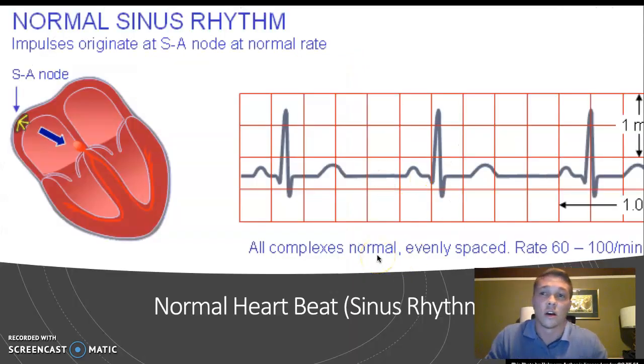So here you'll see a normal heart. As I explained before, there is the SA node giving electrical conductions throughout the heart from the atria down to the AV node to the ventricles. On the right here, we'll see a normal EKG reading. We have the P wave that shows the depolarization of the atria. Then you have the QRS complex, which is the depolarization and repolarization of the ventricles, and the T wave, which is also repolarization. The rate is 60 to 100 beats per minute. Everything is very normal.